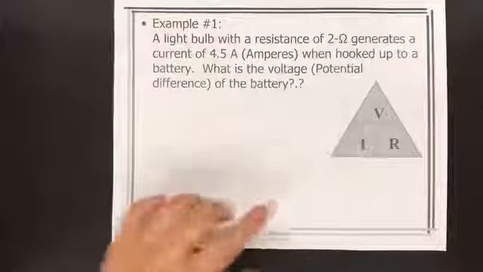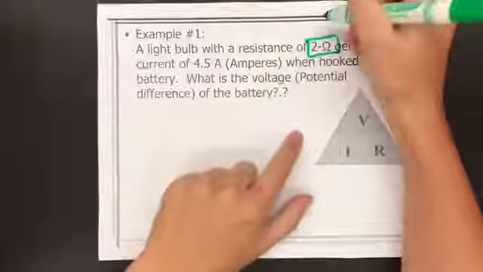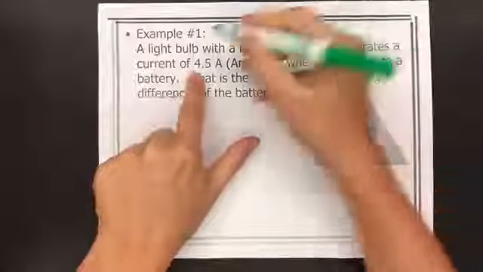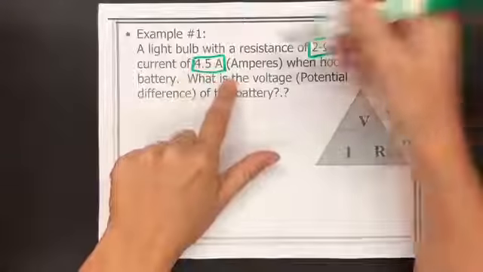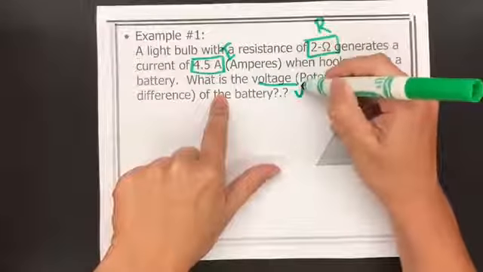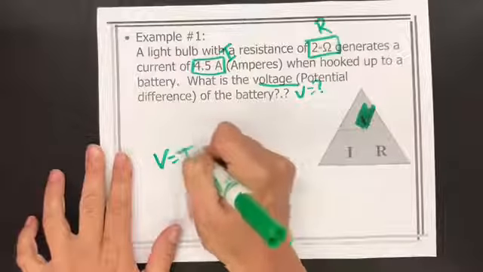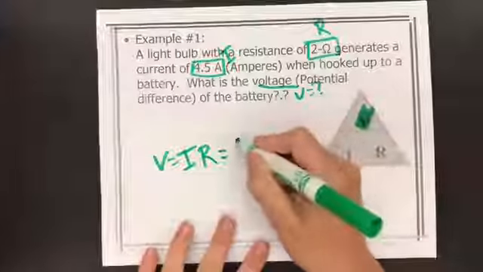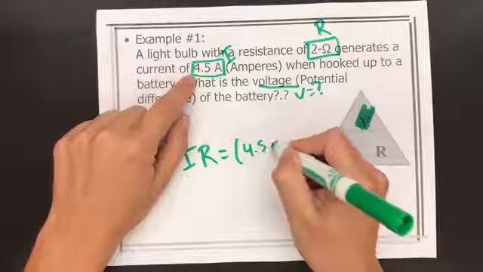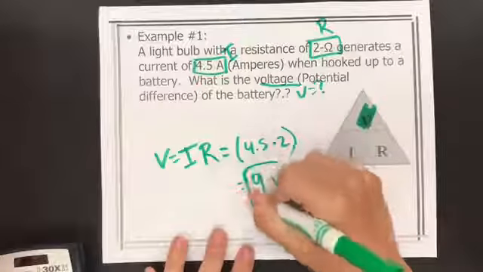So let's do an example. I already have the triangle there for you and everything here. A light bulb with a resistance of 2 ohms, so you got a little horseshoe, that's what I was talking about, that is R. Current of 4.5 A or amps, so that's going to be your I. When hooked up to a battery, what is the voltage? So you're looking for V. So you shade in V. V equals I R. All you're doing is multiplying. So 4.5 times 2, which is 9 volts. So you need a 9-volt battery for it to work.